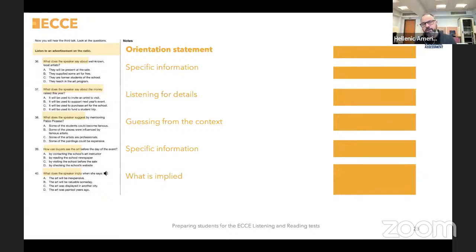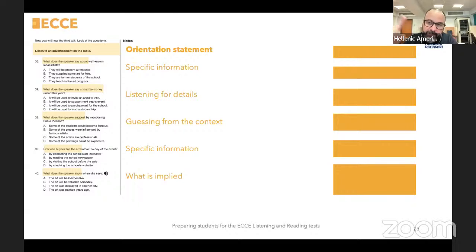So look at this. We've got, let's say, a sample of questions. At the very top of those questions, they will have the orientation statement. We mentioned that this is very important, especially when you're preparing your students for the listening test. So in the classroom, you can talk about the questions and the content of the talk before they listen, to prepare them, to teach them some strategies that will help them choose the right kind of information in that recording.